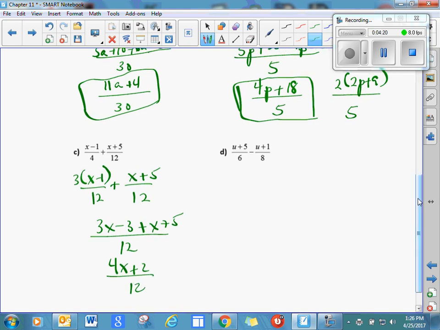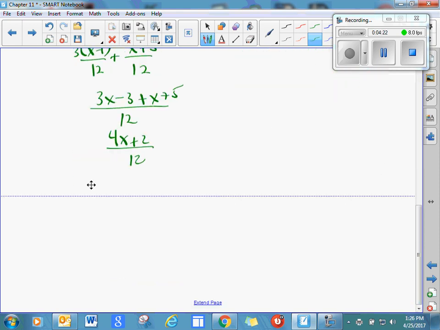And I see a whole bunch of even numbers here, so I know I'm going to have some common factors. The 2 will factor out of the first two terms, so I get 2 times (2x plus 1). In the denominator, I have a 12. 2 goes into 12 6 times. So my final simplified answer is 2x plus 1 over 6.